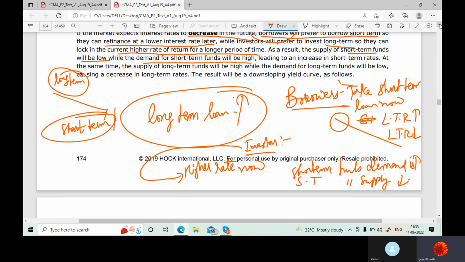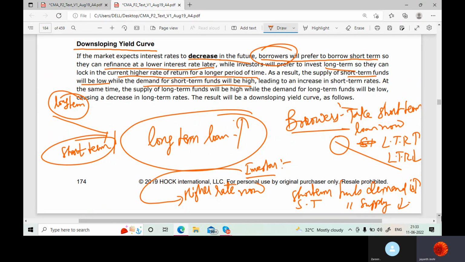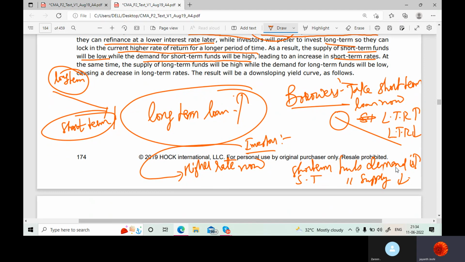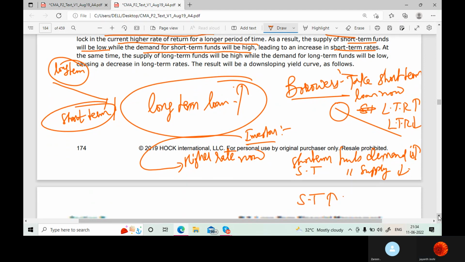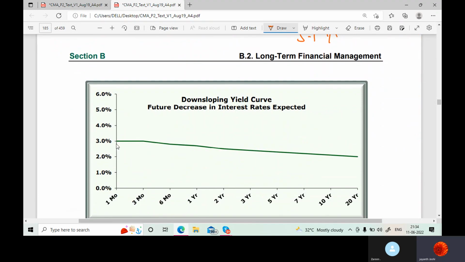So the supply of short-term funds will be low while demand will be high, leading to an increase in short-term rates. What will happen when the demand for short-term funds is high? Short-term rates will increase. So you can see the rates are high right now in the first month. Are you following this, Zarina? In the first month, the rate is high, correct? Yes, sir. Because the demand for short-term funds is very high and supply is less. So what happens slowly, steadily?